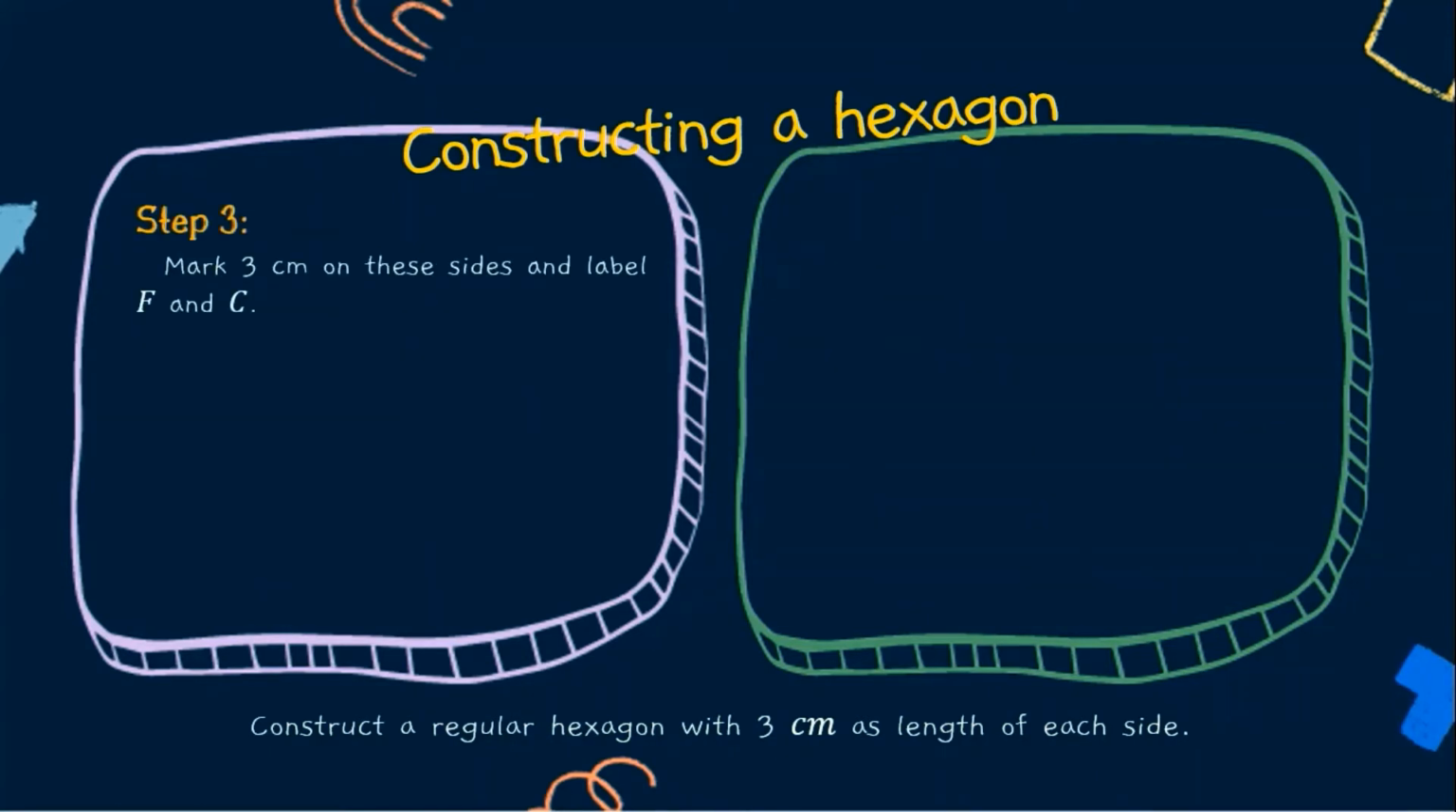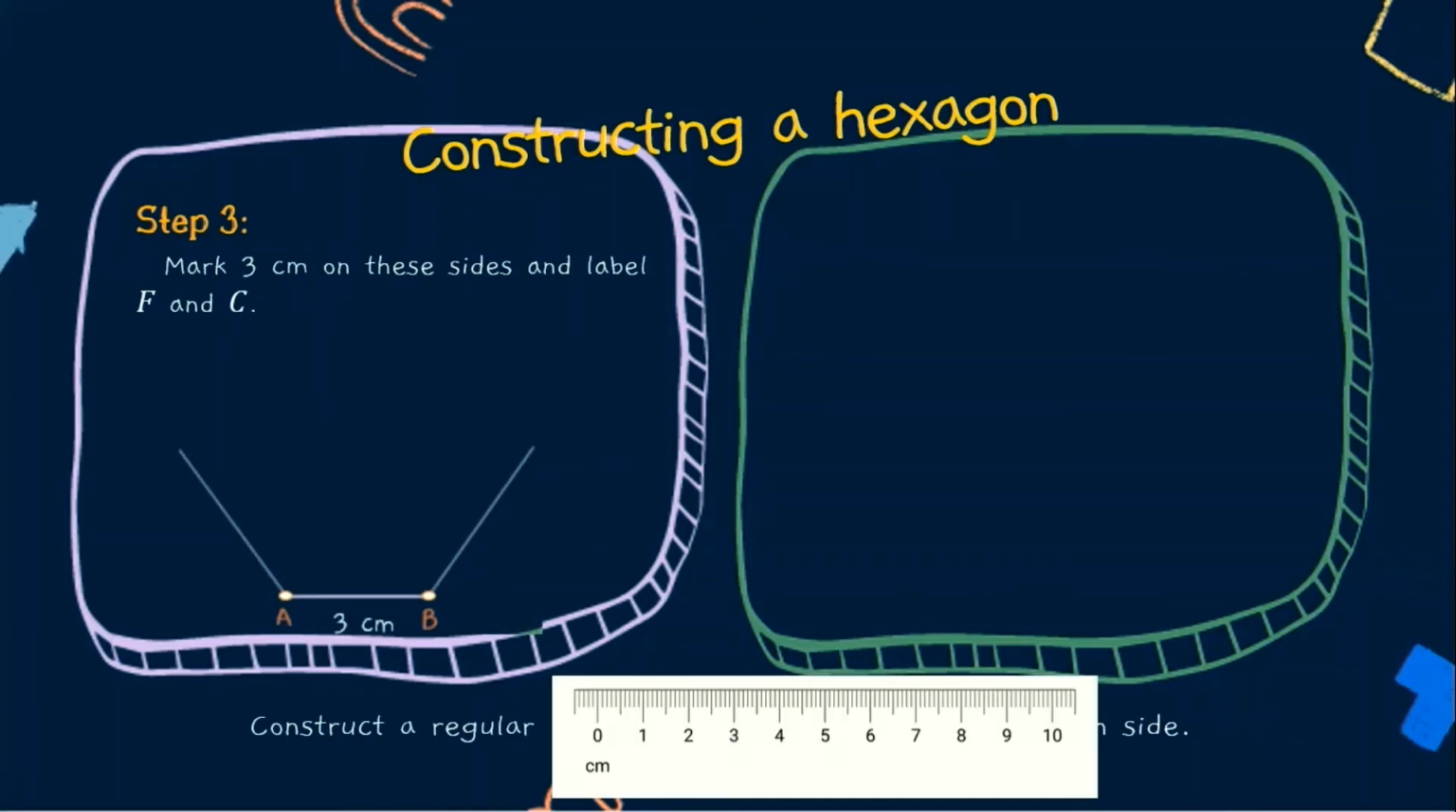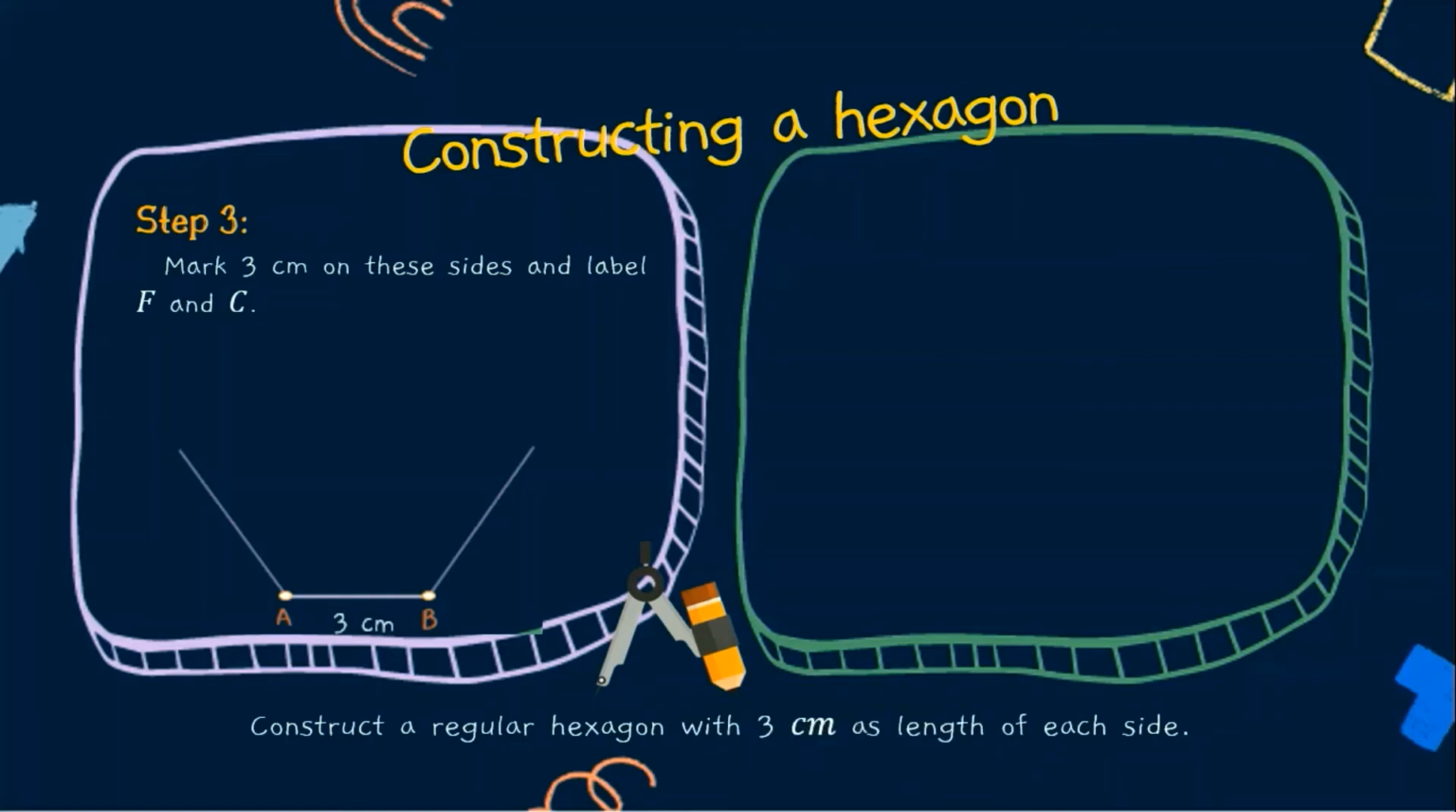Step 3, mark 3 centimeters on these sides and label F and C. Ito yung ating last construction from step 2. Kuha ulit tayo ng ruler. Yung compass natin, dapat ang sukat niya ay 3 centimeters. Gamitin natin yung compass na ito dito muna sa side ng A, wherein yung pointy tip ay nandito sa point A. Then draw an arc. Yung point of intersection ay label natin as point F.